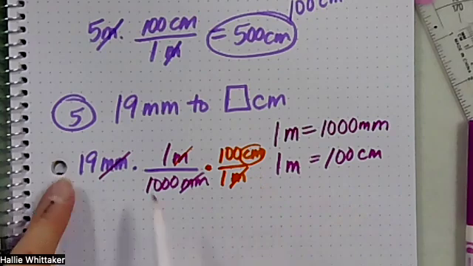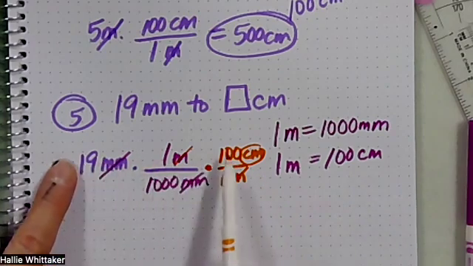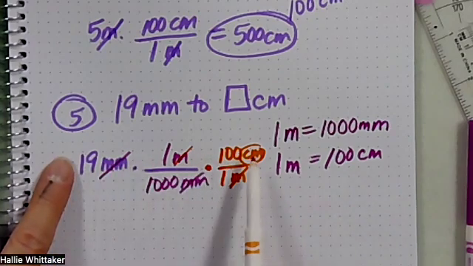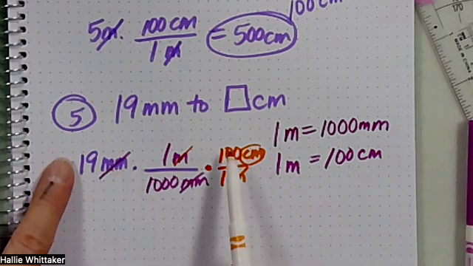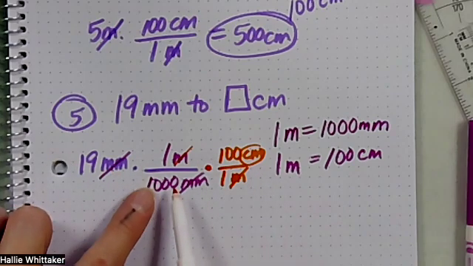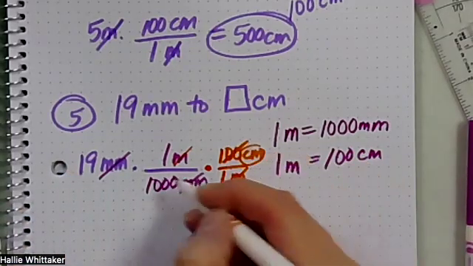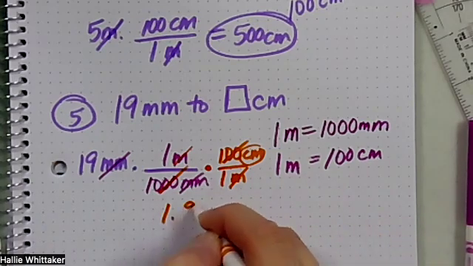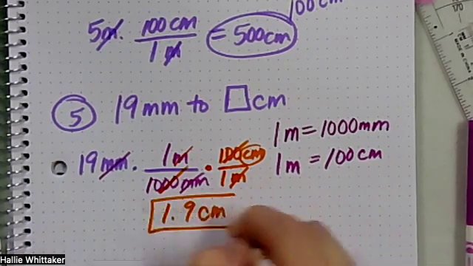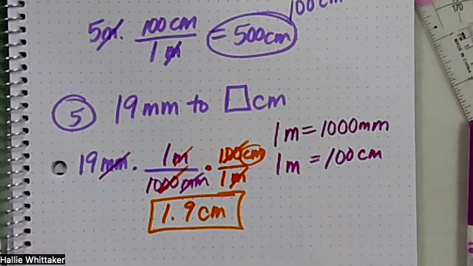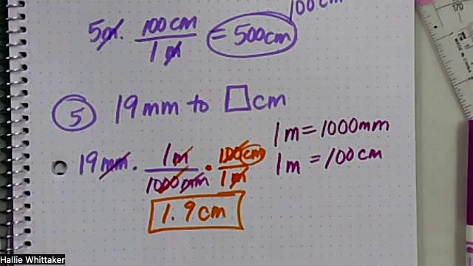So be careful here. If you go across the top, you're going to do what? Multiply. So do 19 times 100 and then divide by 1,000. When you do that, 19 times 100 divided by 1,000, or you cross those out, you get 1.9 centimeters. And again, there are other ways to do that, but we're just practicing dimensional analysis right now. Okay, one more. Let me show you another one.